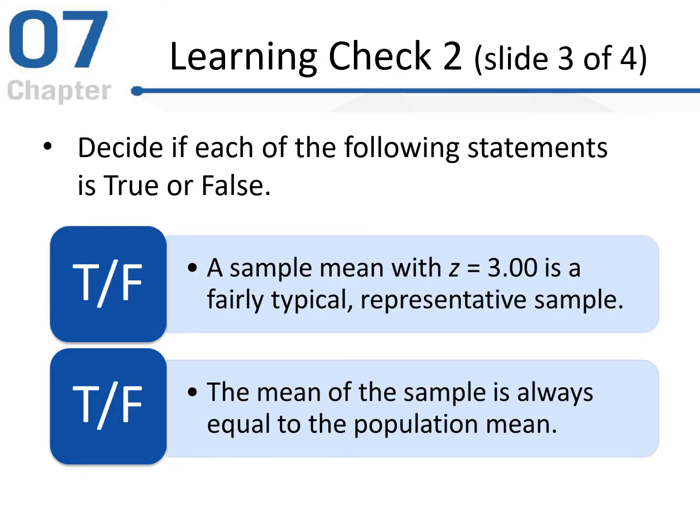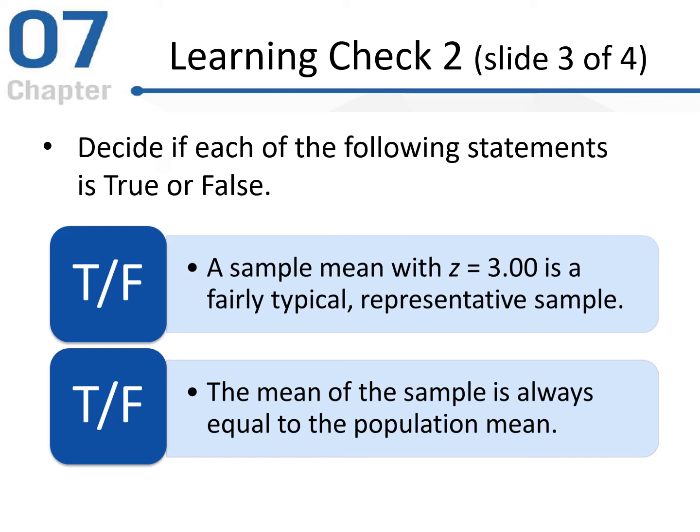True, false. A sample mean with z of 3 is a typical representative sample. Well, you have to think, where is z? Is z in the tail or is z towards the middle? Last time I checked, z is in the tail. It's pretty far in the tail. So is that representative or not?